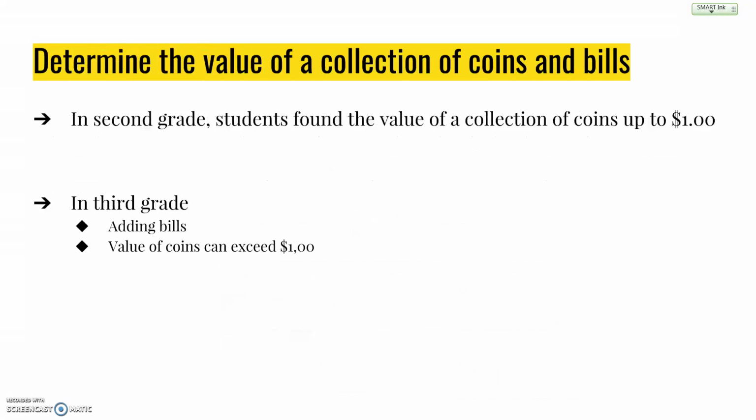And they are also going to be working on finding the value of a collection of coins and bills. And in 2nd grade, they only added coins up to $1. In 3rd grade, the coins could exceed $1, and they also have bills, $1 bills, $5 bills, $10 bills to add in there to the total.